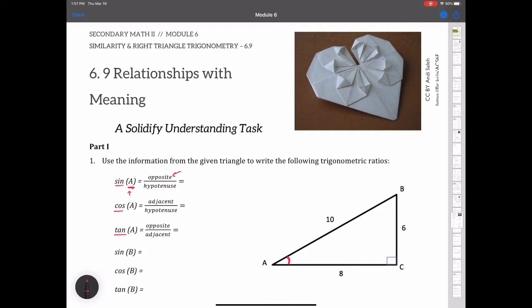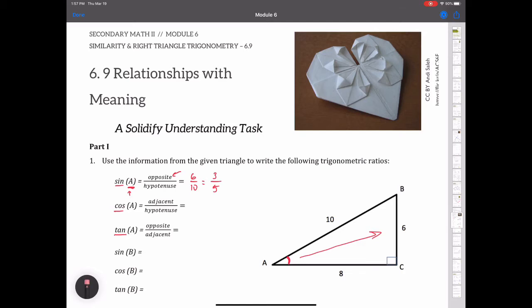So these first three, sine of A, sine is a ratio that is always the same. So anytime you see sine of A, it's always opposite over hypotenuse. So sine of A, we're looking at the opposite side, the side that does not touch that angle, and the hypotenuse, which is always the longest side. So that is 6 over 10, which could be reduced to 3/5.